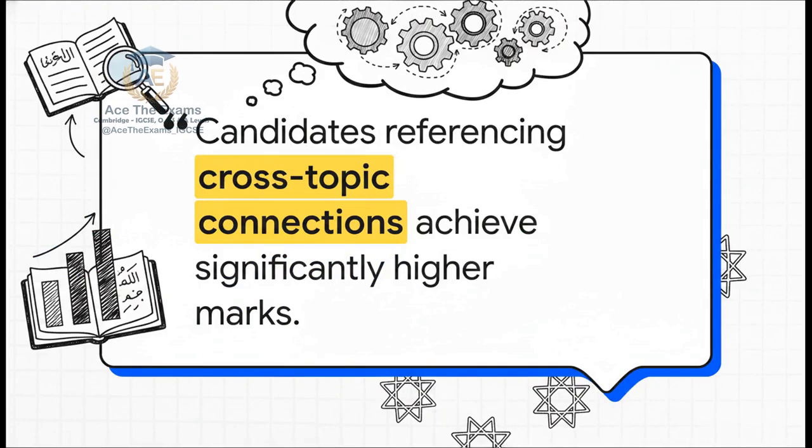Listen to this. This is a direct quote from the Chief Justice themselves, the Cambridge Principal Examiner reports. They state, "Candidates referencing cross-topic connections achieve significantly higher marks." The takeaway here is that bridging different topics across the syllabus isn't just a bonus. It is the ultimate key to unlocking those higher score brackets. You have to prove to the jury, the examiner, that you see the big picture.